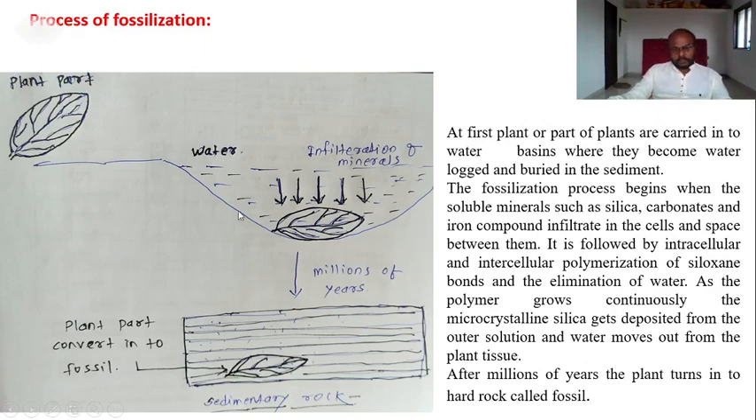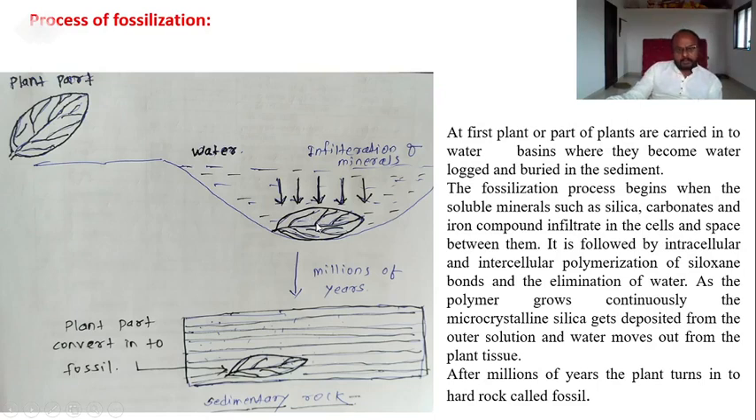Here the figure shows a plant part, or maybe the entire plant, carried by the water current as well as by the wind. When they are carried into the basin of the water, they become waterlogged and buried in the sedimentary rock. Suppose this is the water reservoir and this is the plant part. The plant part is carried by the wind or the water, then it falls and goes beneath the water body.